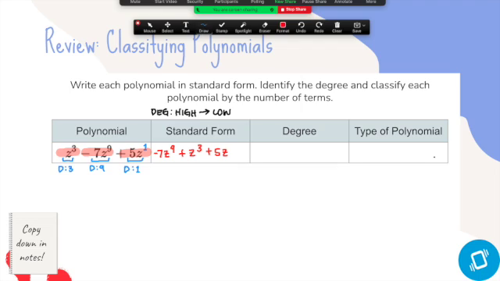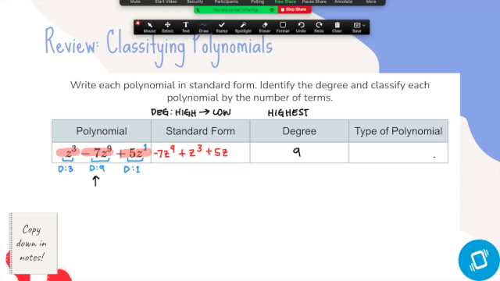Now they're asking for what the degree of the polynomial is. We know that for polynomials, we only look at the highest degree. So here, the highest degree that we found was the number 9. So I'm going to write down the highest degree is 9.